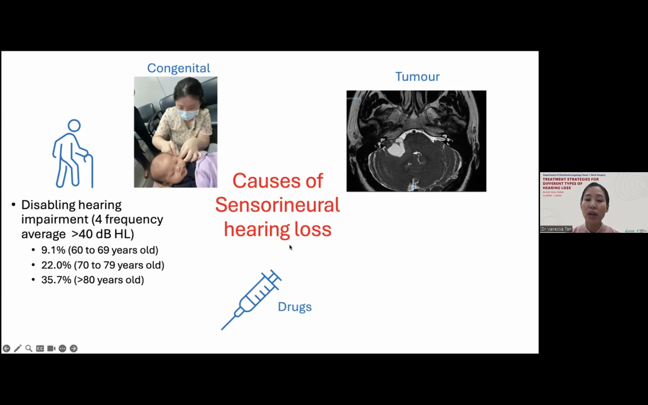Another reason for nerve-related hearing loss is drugs. So some drugs can cause hearing loss. And lastly, noise is also another possible cause of hearing loss. The good thing in Singapore is the Ministry of Manpower does have guidelines for which if the workplace has excessive noise, the employees are required to do routine hearing tests to check their hearing.